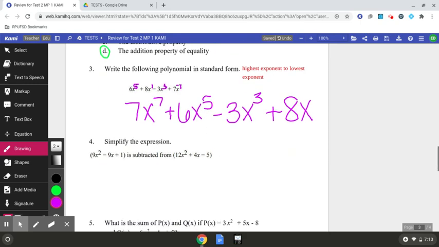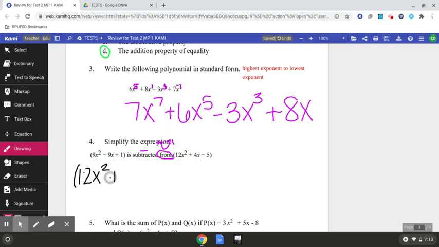Okay, number 4 says simplify this expression. So it says you're doing 9x squared minus 9x plus 1 is subtracted from 12x squared plus 4x minus 5. So I circled the word from because from is one of those key words that you have to remember is a switch word. So what you first would have to do is switch these two giant parentheses here. So 12x squared plus 4x minus 5 now goes first. And we are then subtracting 9x squared minus 9x plus 1.